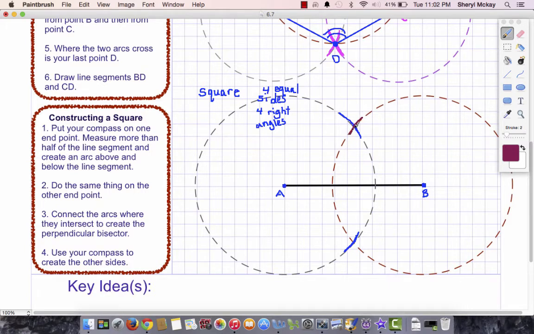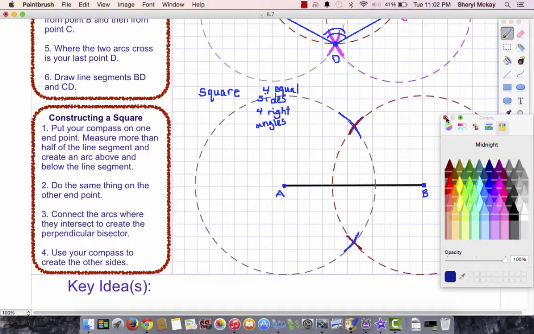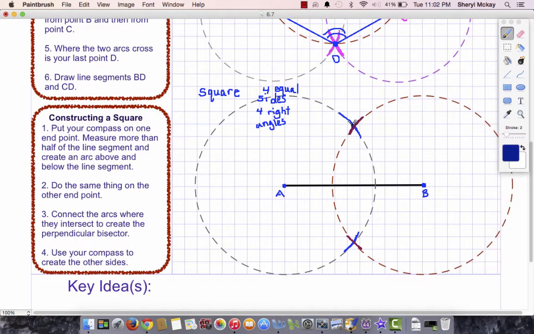above and an arc below. And notice now that I have 2 places where my little arcs have intersected. So I'm going to go ahead and mark those, put a little dot here and a dot here, and I'm going to use my straight edge to connect those 2 dots. Okay, because those 2 points can make a line. So I'm going to connect my 2 points with my straight edge.